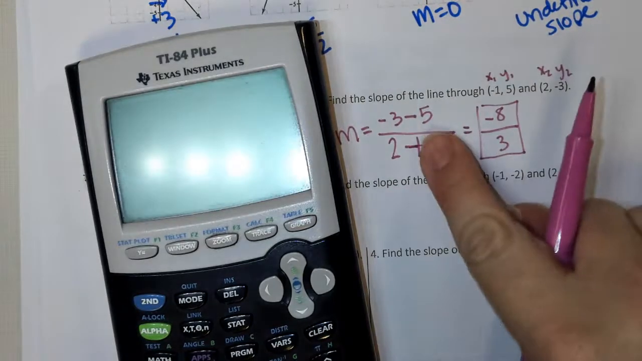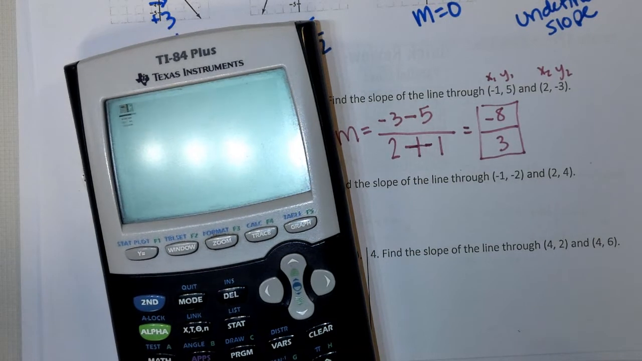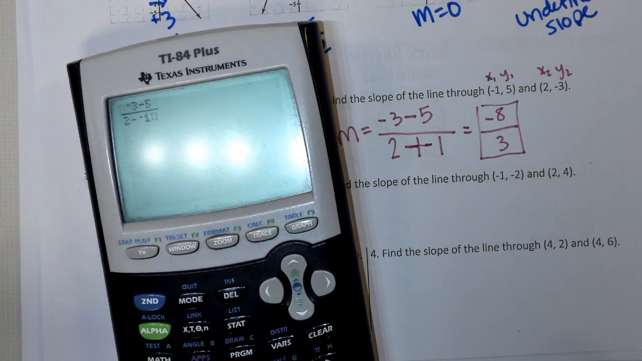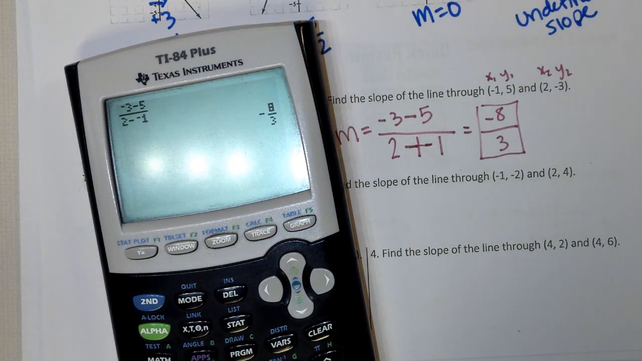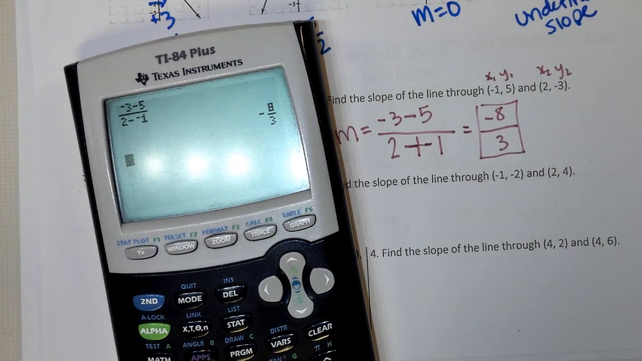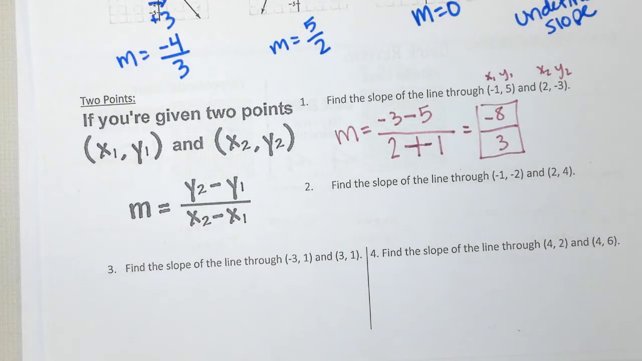Now, once you get to this point, could you have just typed it in your calculator? Yeah. Alpha y equals enter, negative 3 minus 5 over 2 minus negative 1. Did it give me the exact same thing? Yes. So if you don't like doing that part by yourself, your calculator can do it for you. All you got to do is plug it in. Yes? Okay, so I want y'all to try number 2 while I take attendance really fast.